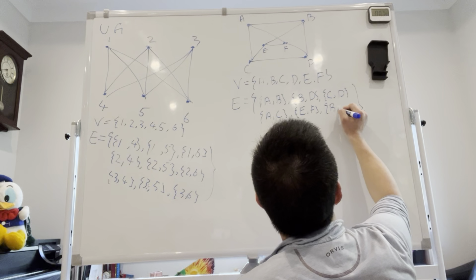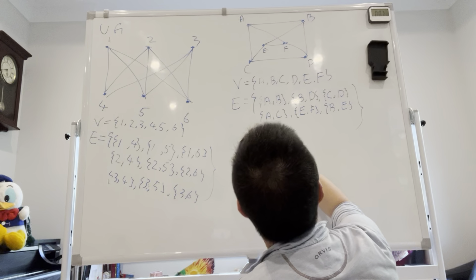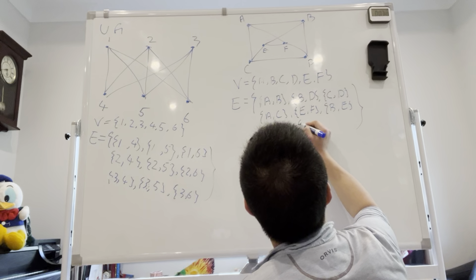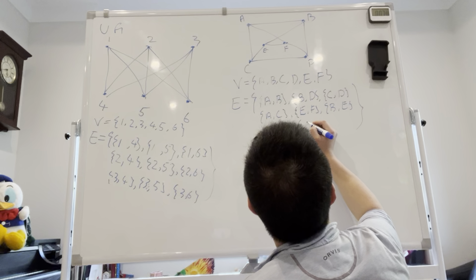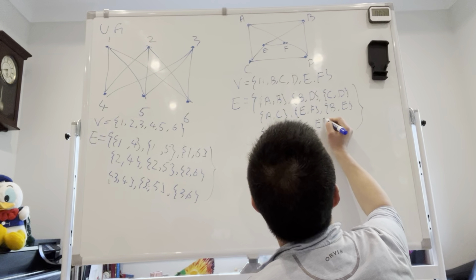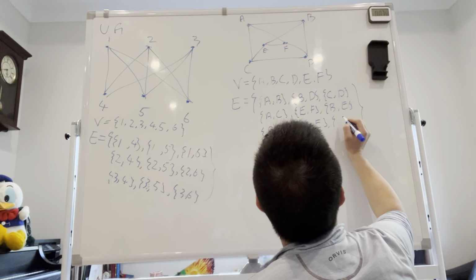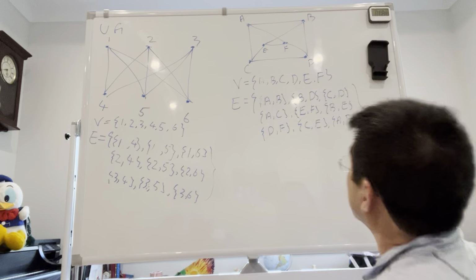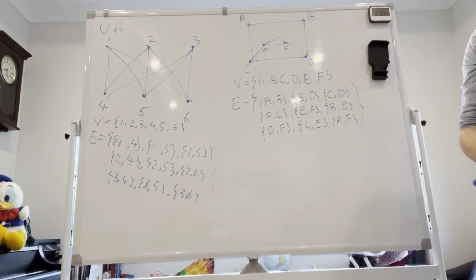B, E. Keep going. D, F. What else? C, E. F, A. What's the last one? F, A. Okay, I'm going to write A, F. Okay.